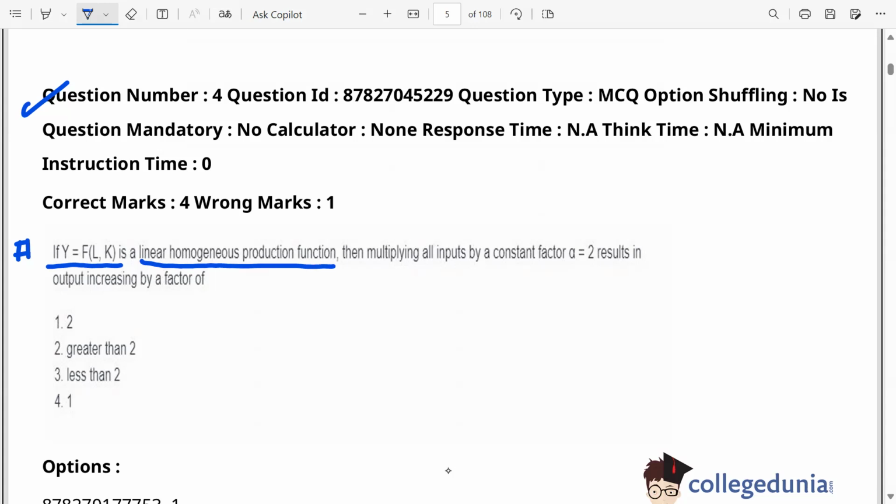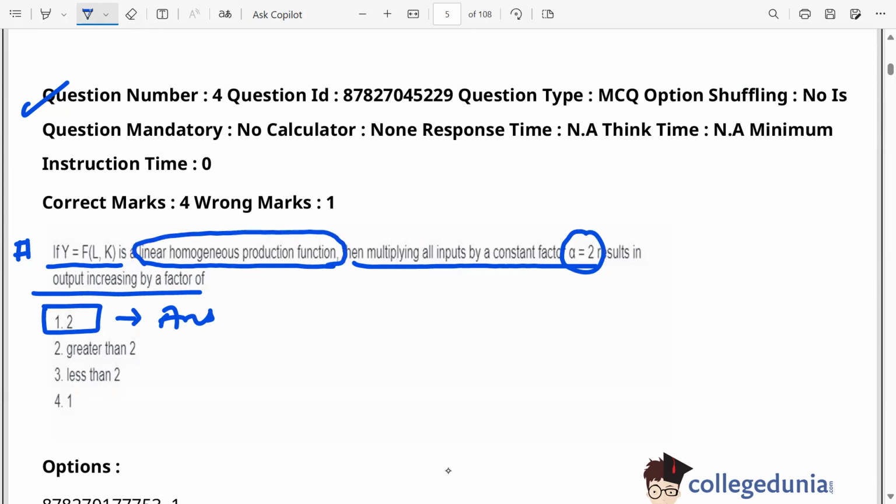Because we have done this in our lectures in intermediate microeconomics, linearly homogeneous means it's homogeneous of degree 1. Then multiplying all inputs by a constant factor 2 results in output also increasing by a factor 2. This is my answer. If I double my labor and double my capital, my output will also exactly double, because a linearly homogeneous production function is that production function which exhibits constant returns to scale.